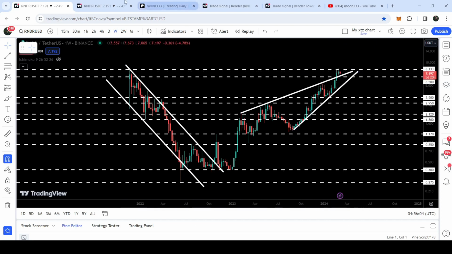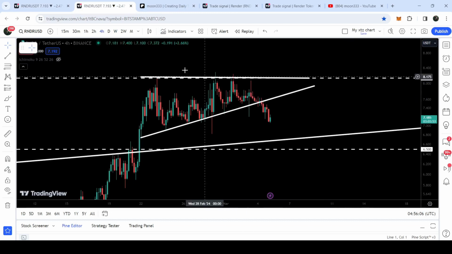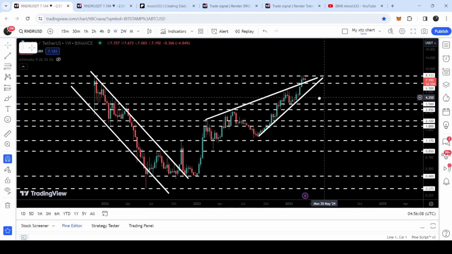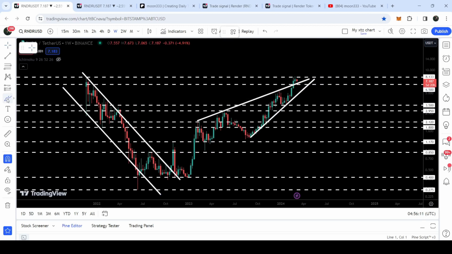But in my point of view, after breaking down this triangle, there is a probability that the price may retest the previous resistance of the wedge as a support, and then it may start the next move to the upside to continue this rally.